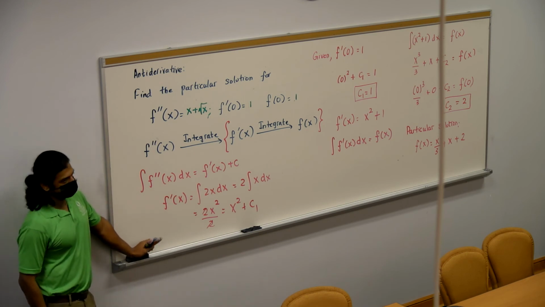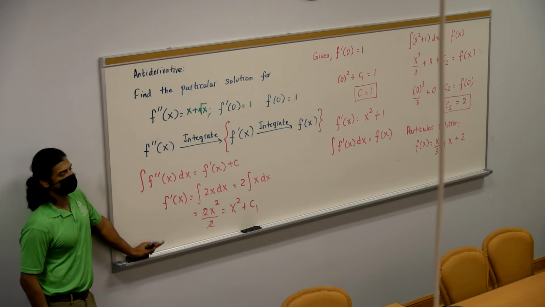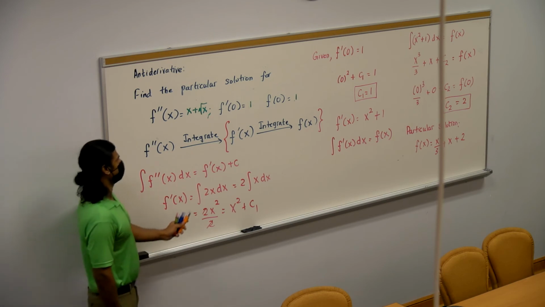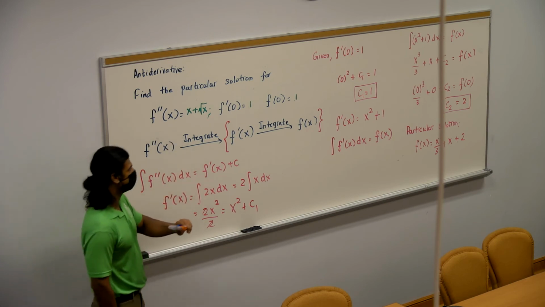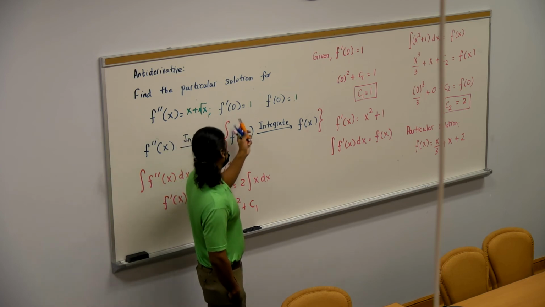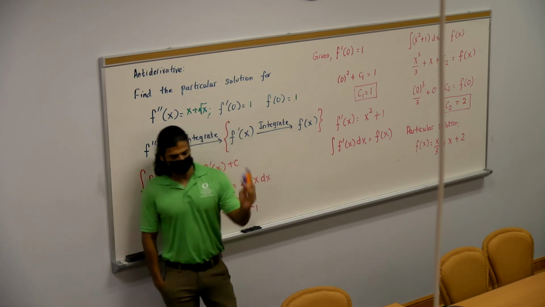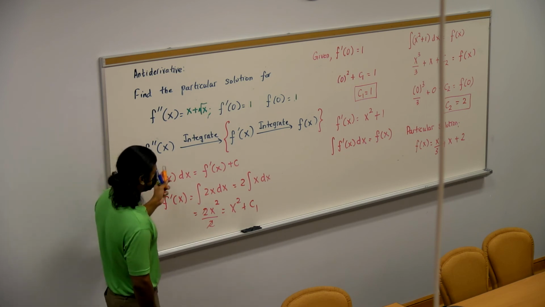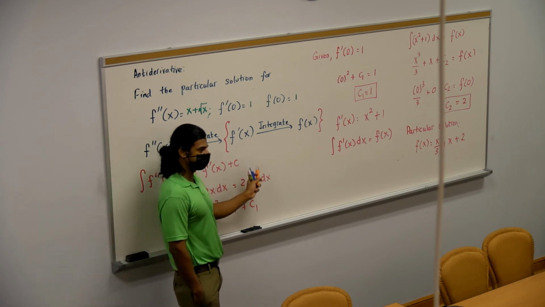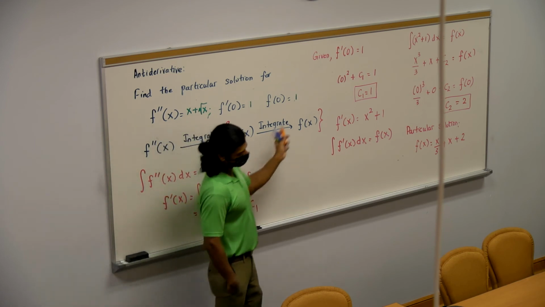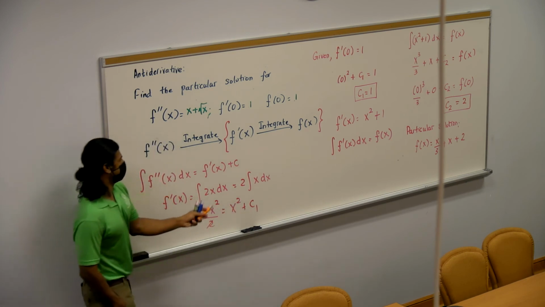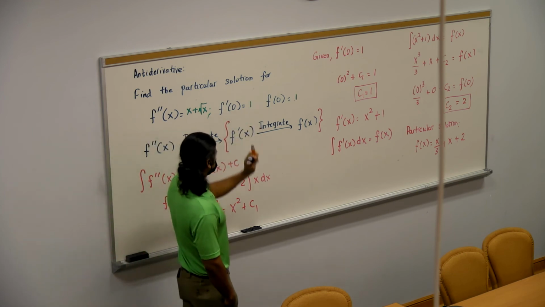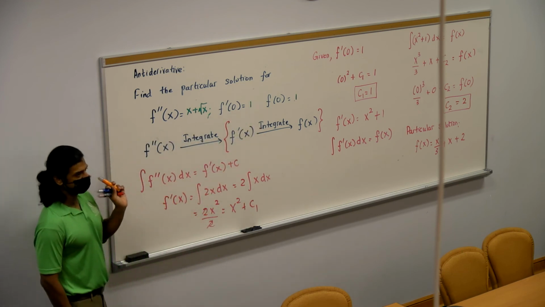So the second derivative of a function f of x is x plus square root of x. And we have two conditions because what we have is a second derivative. The first condition is f prime of 0 is equal to 1. The second is f of 0 is equal to 1. Same process. You have to integrate the second derivative to get the first derivative, then integrate the first derivative to get the function itself, and you make use of the two initial conditions to find the constants.